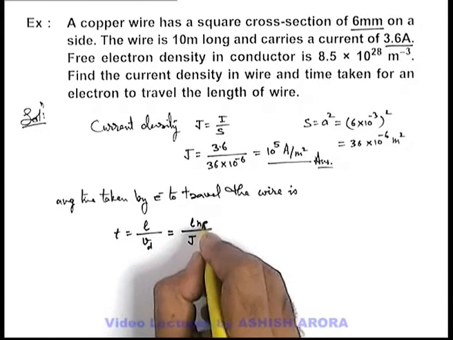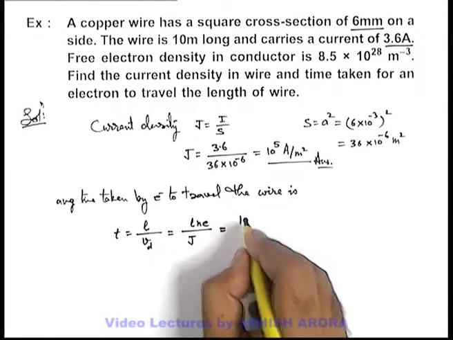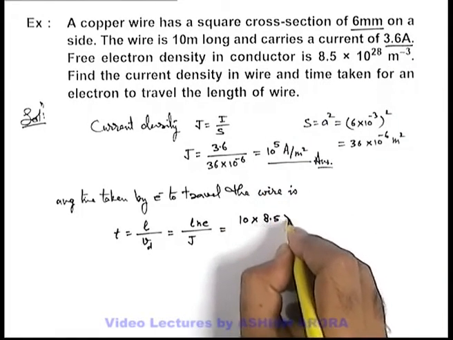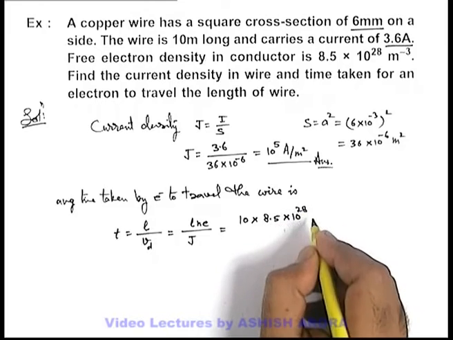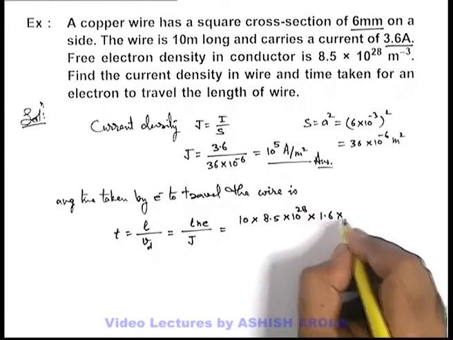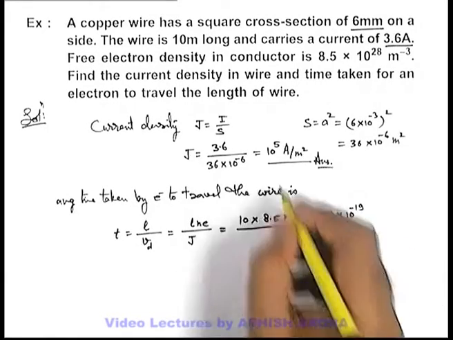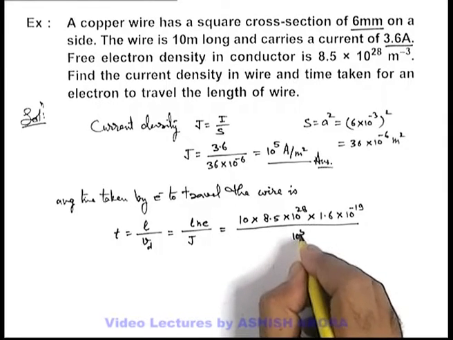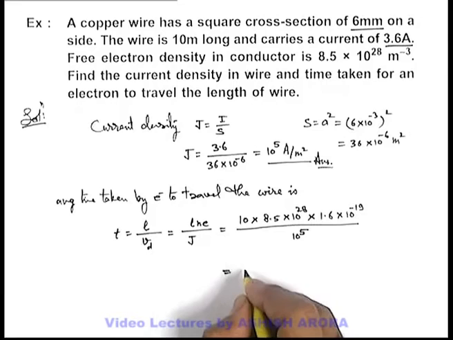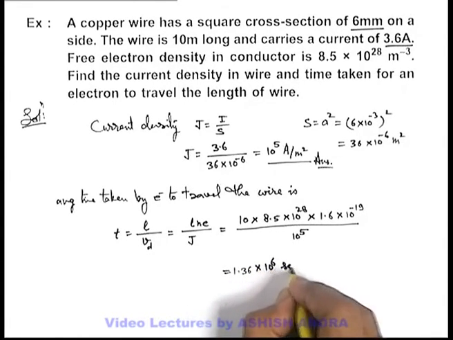If we substitute the value of Vd over here, L upon Vd can be written as L upon J over Ne. If we substitute the values, you can see the length of wire is 10 meter. Free electron density we are given as 8.5 into 10 to the power 28 per meter cube. Electron charge we know it is 1.6 into 10 to the power minus 19. Divided by the current density we have calculated, 10 to the power 5. On simplifying this expression, finally we'll get 1.36 into 10 to the power 6 second.